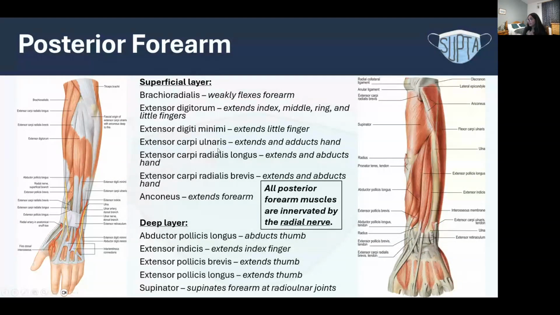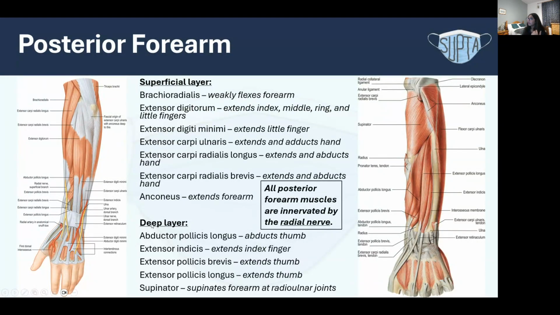Extensor carpi ulnaris extends and adducts the hand. We had flexor carpi ulnaris, now we have extensor carpi ulnaris. So as I mentioned, it's all in the name. Extensor carpi radialis longus extends and abducts the hand. Extensor carpi radialis brevis extends and abducts the hand. And there's this little muscle here, anconeus, and it's responsible for extension of the forearm. You don't see this muscle being mentioned in a lot of places, but it's just nice to know.